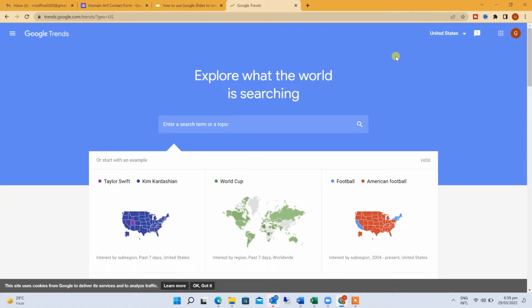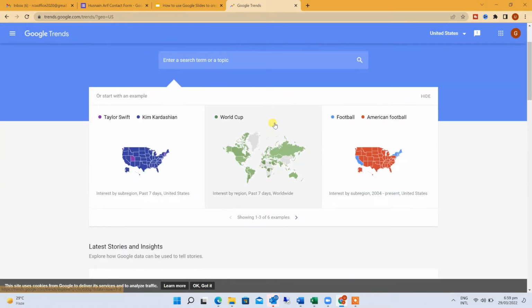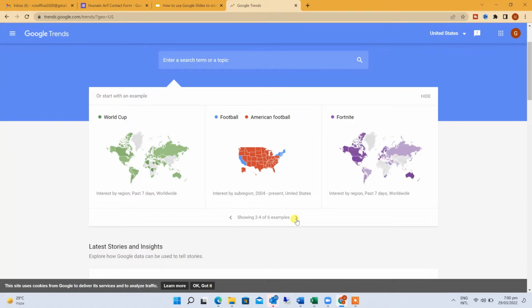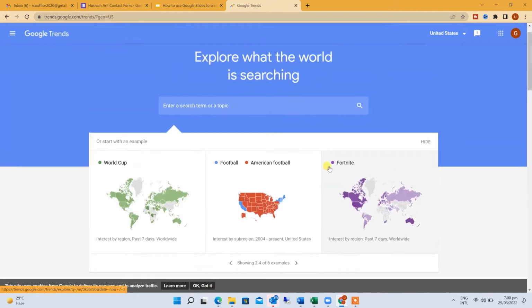So I have already selected United States, and currently it is showing 3 examples out of 6. One is football, American football, World Cup, and Taylor Swift. So if I move the cursor, I can see that there are other interesting keywords content being shown over here.